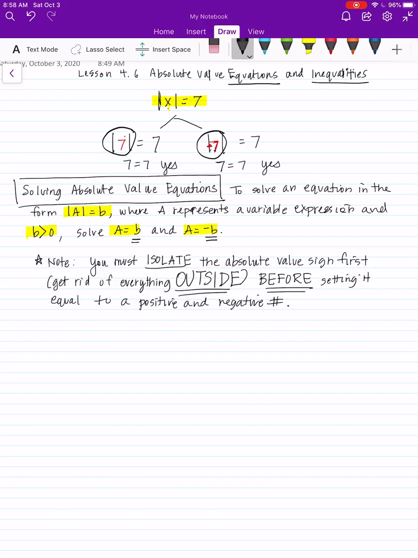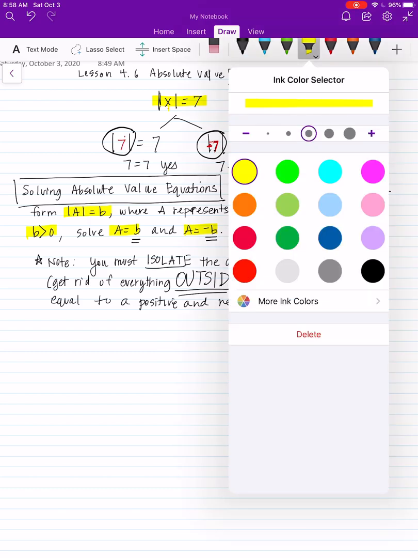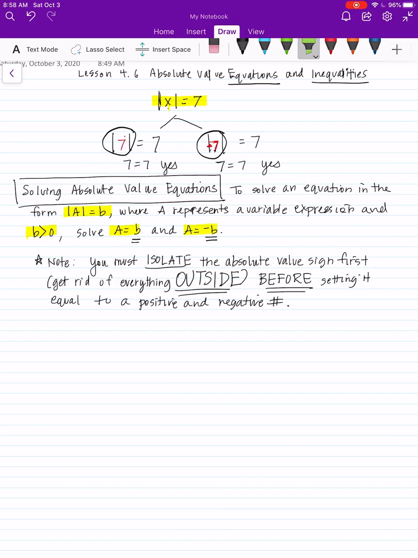Okay, so let me pick up my highlighter. I'm going to highlight a few things that are going to be really important. So note, you must isolate first, and that means get rid of everything outside before setting it equal to a positive and negative number. So that's going to be really, really important, and I see lots of students make that mistake. So definitely wanted to point that out, and now it's loud and proud and green up there. So therefore, hopefully you won't make that same mistake that other students have made.